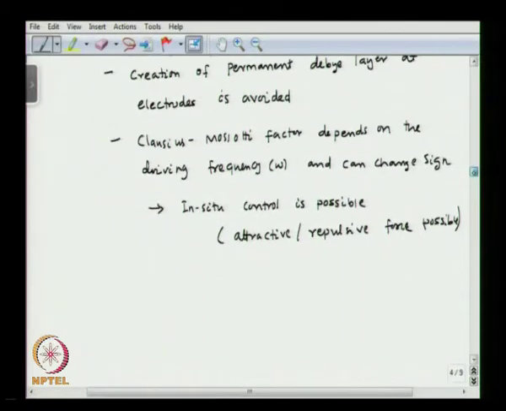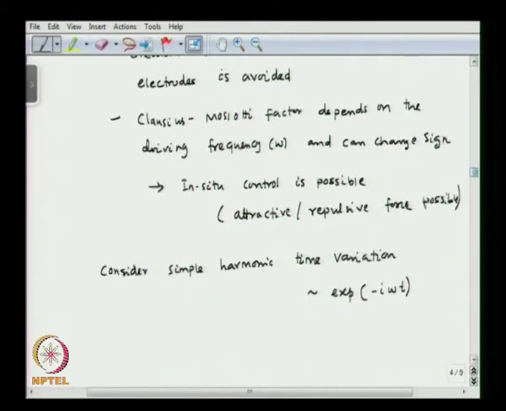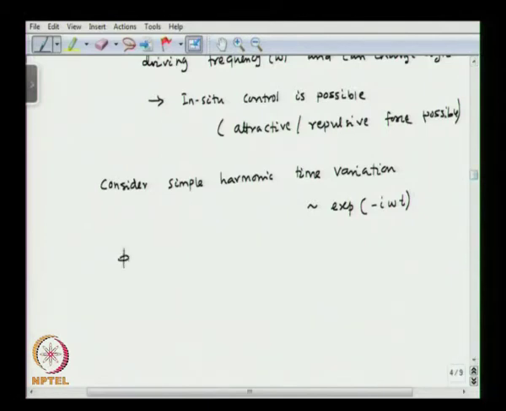Okay. Now, if we consider a simple harmonic time variation, something like exponential minus i omega t, we can express the potential phi(r,t) as phi(r) into e to the power minus i omega t, and we can write the electric field as E(r) into e to the power minus i omega t. So, we are considering that the potential and the electric field follow the simple harmonic time variation.